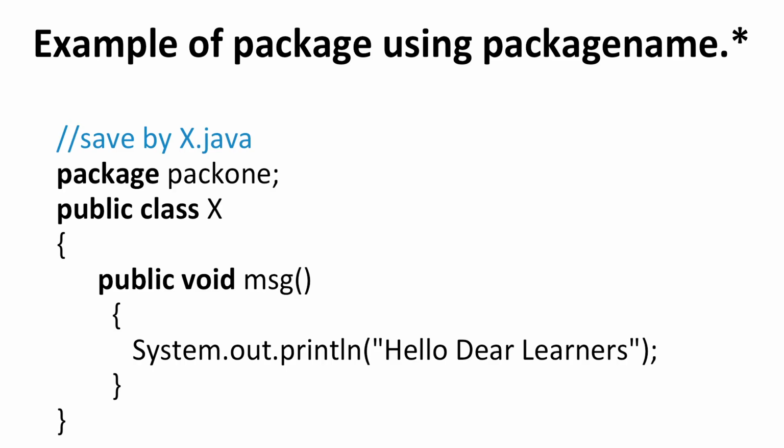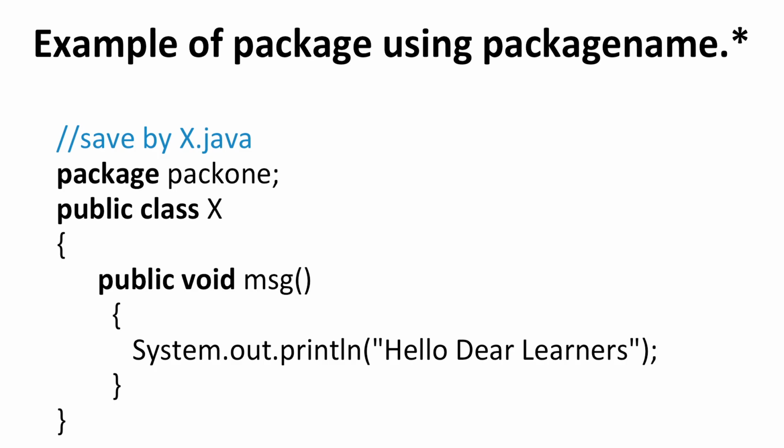Example of package using package name dot star. So we have two classes called X and Y. X class, we save it by x.java, then package pack1. So pack1 is we are defining package 1. Public class X, then public void message. Message here is a method under class X and class X is under the package pack1. System.out.println hello dear learners. So this hello dear learners will be printed by the message method under class X.